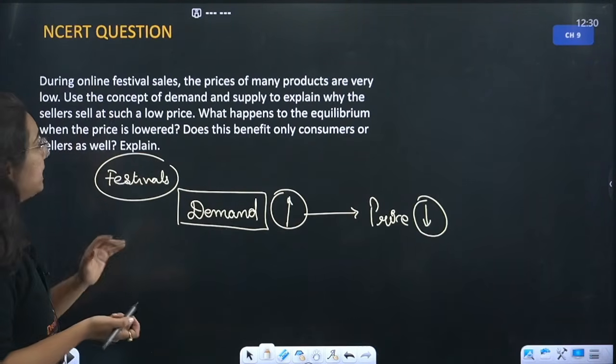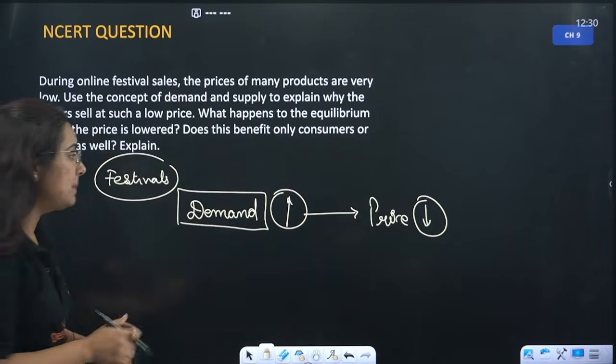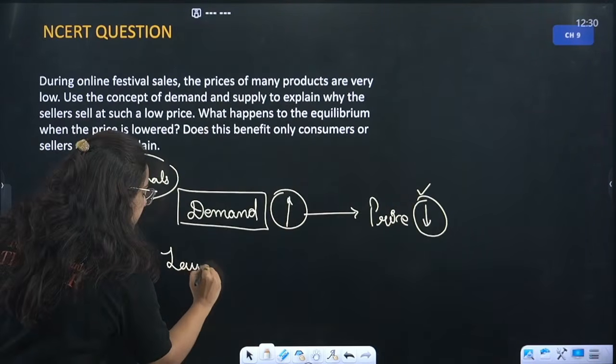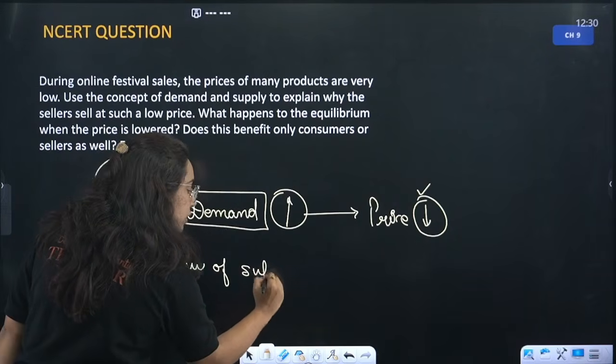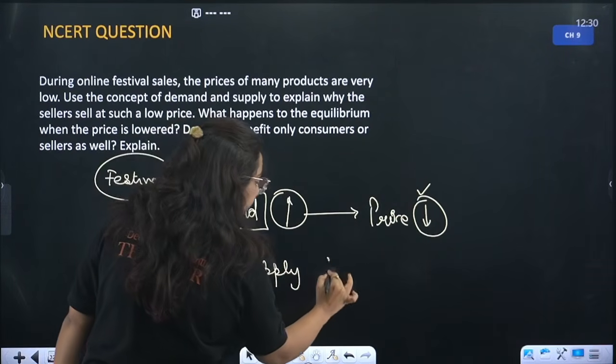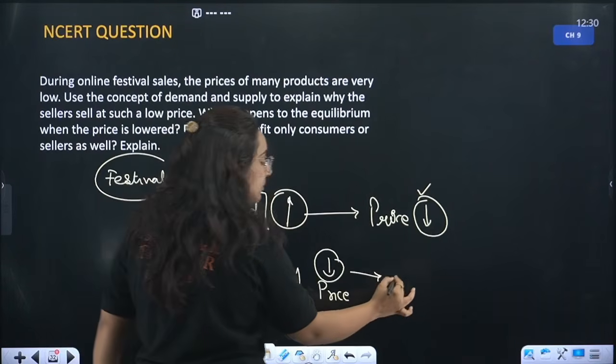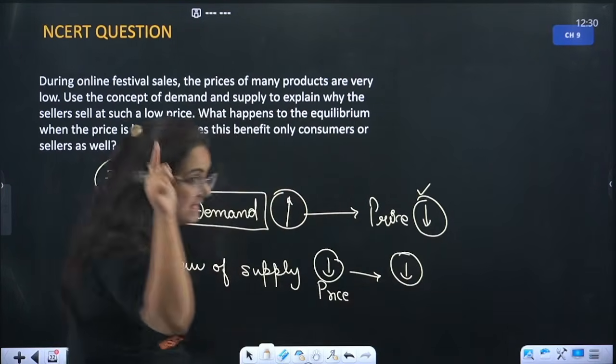But what happens with the seller? Now comes the question: what happens with the seller? According to the law of supply, what we studied, whenever the price is low, the supplier will also supply less.